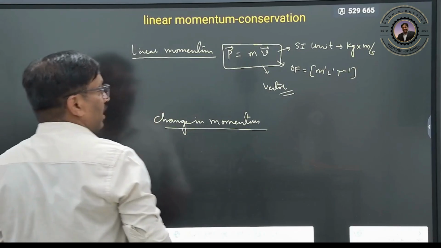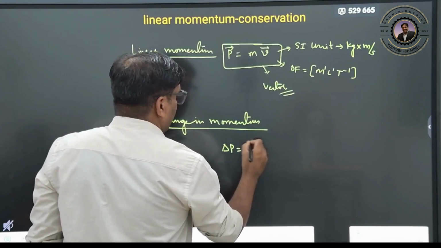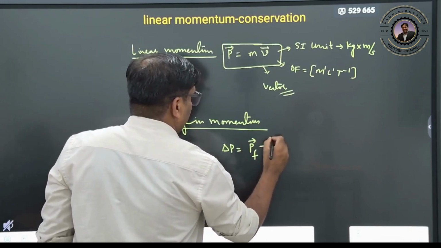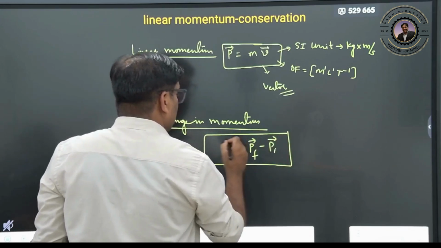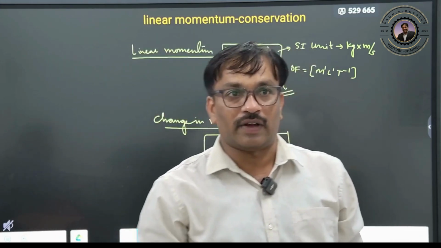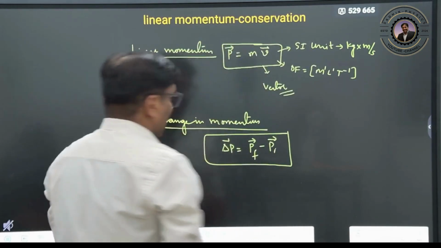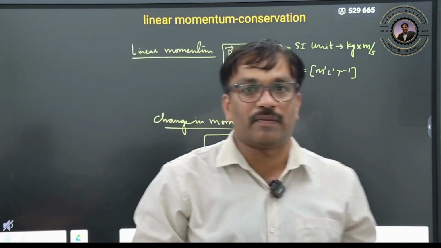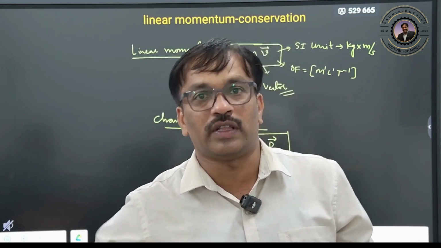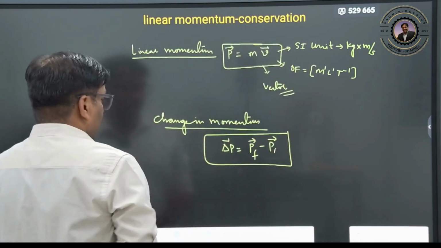In this case we can calculate the change in momentum. The change in momentum is the final momentum minus the initial momentum. This change in momentum you have to take vectorially, in vector form only. As I told you, change in momentum takes place only if a force is acting for a certain amount of time. So we can relate it.